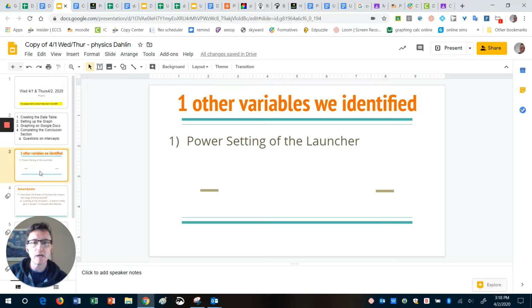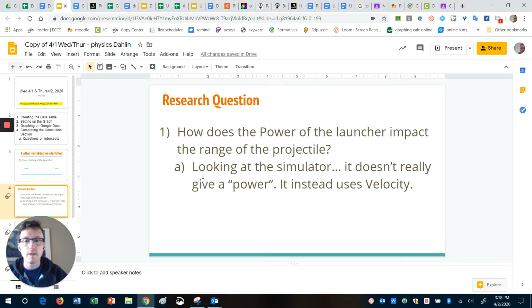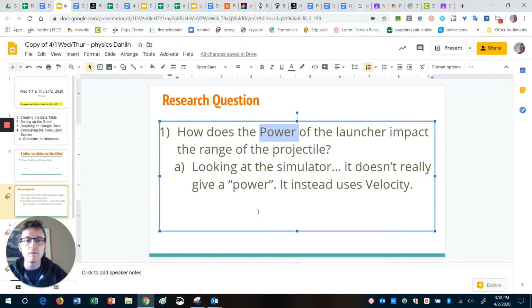And that all comes down to what are the variables that we're looking at. So we've done a bunch of variables. We kind of have this theme of firing something out of a cannon. On today's lab, we're looking at the power setting. How does the power setting of the cannonball, or whatever it is you launched, affect how far it goes? And that was our research question. How does the power of the launcher impact the range of the projectile?